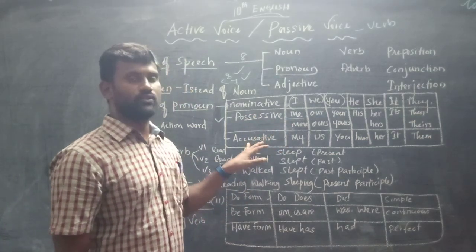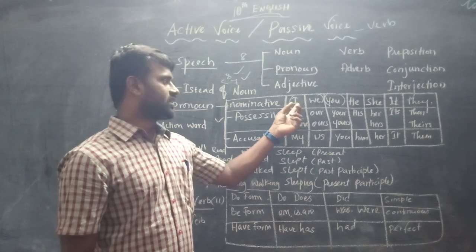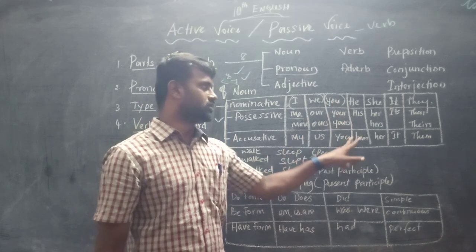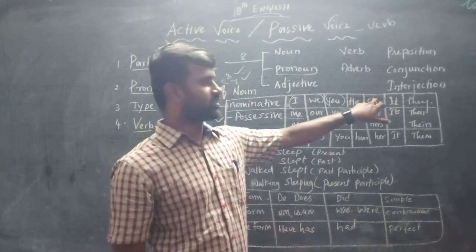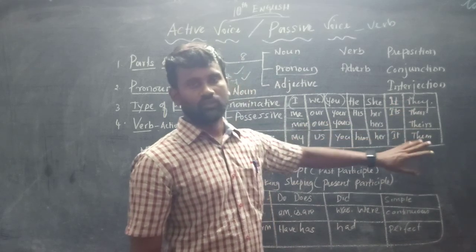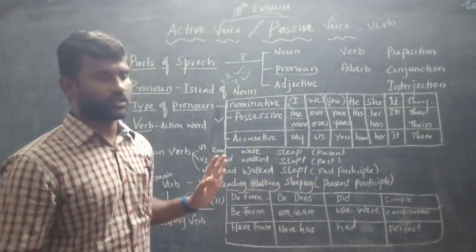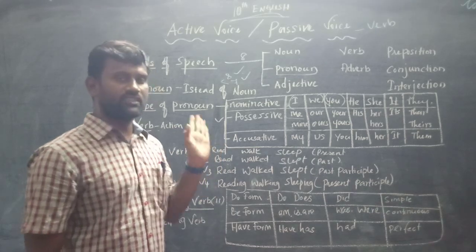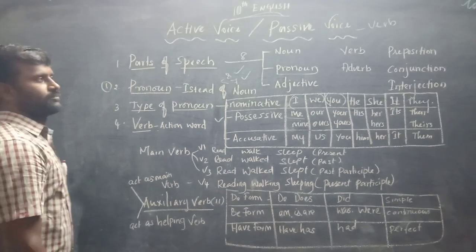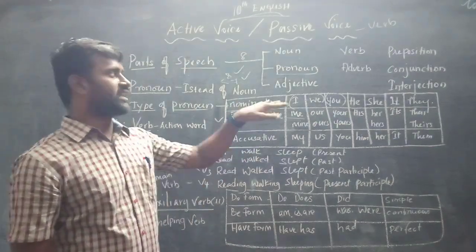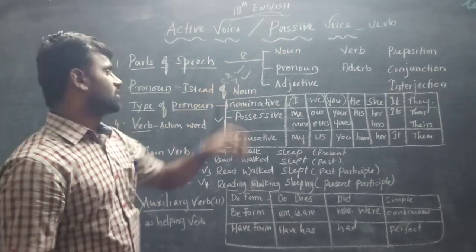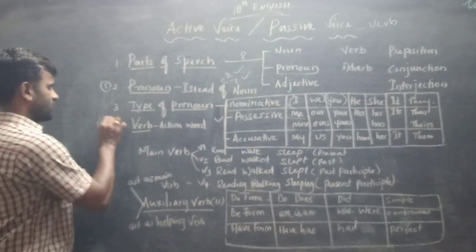And when we come to accusative pronoun, we have, instead of I, we should use me. Instead of we, us, you, he, him, she, her, it, they, and them. So this we need to be very thorough with in order to change the pronoun. So this is one of the rules that we should apply or change in the active voice to passive voice. And the second change that we should know.